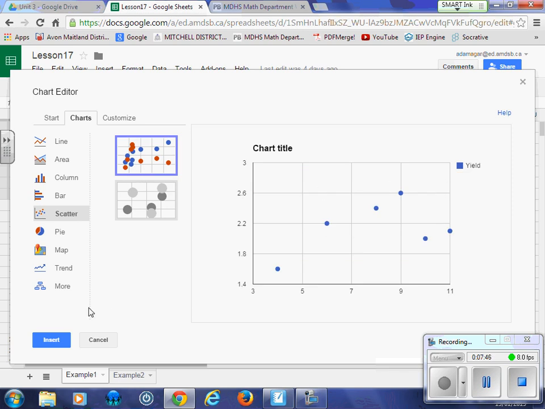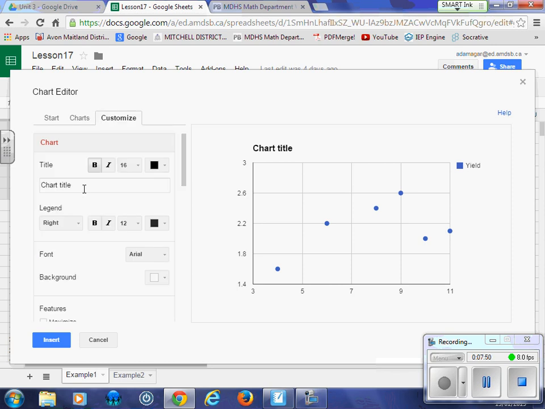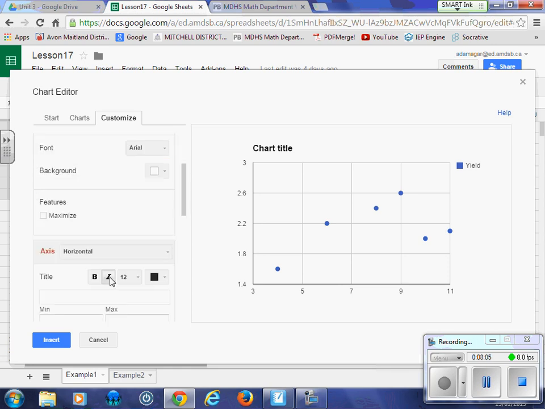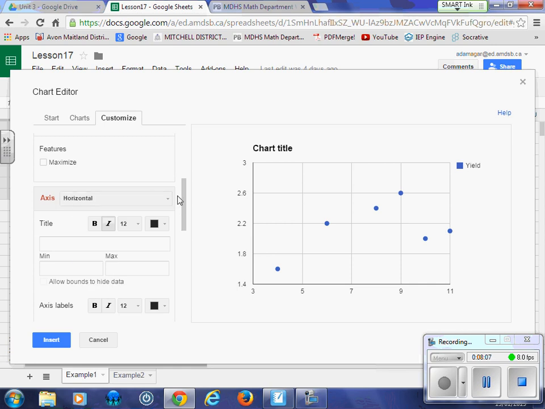Then we go to customize because we want to put our titles in. So we'll go temp, first yield. I'm going to keep it simple just for timing. Okay, the legend on the right, and you can scroll down. There's a whole bunch of stuff that we can put on here.